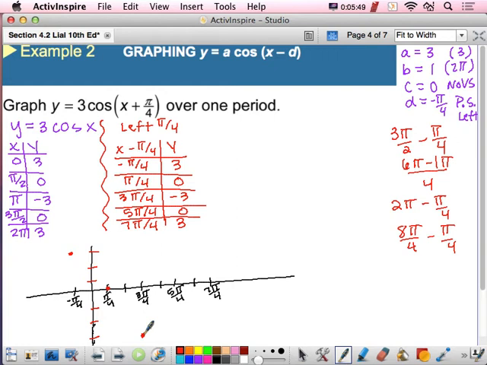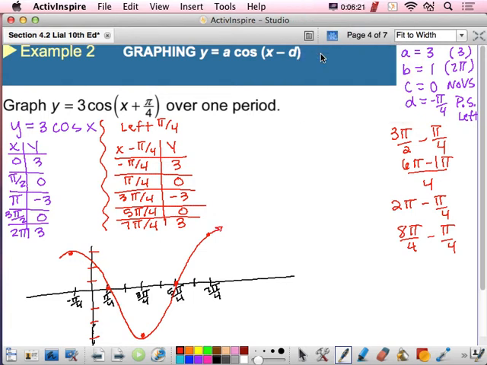Five pi over 4 goes back to 0. And 7 pi over 4 goes to positive 3. So we can see that that cosine graph that we're used to seeing has indeed been shifted. Normally, where would it be? It would start right here, and then it would hit all of the others. So it's been shifted to the left, right? Correct? Okay. Let's pause.